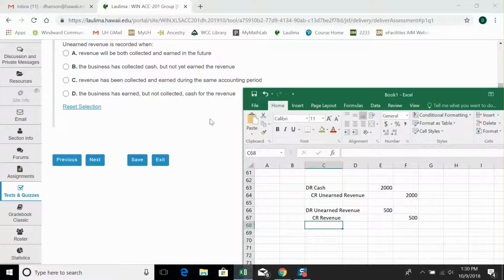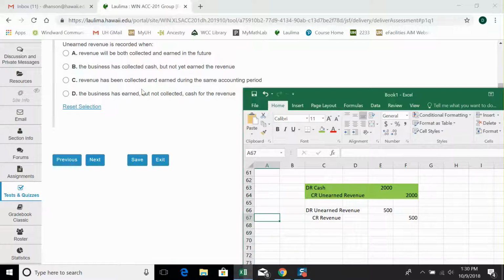Okay, so let's see what kind of options they give us. Unearned revenue is recorded when revenue will be both collected and earned in the future. No, because it would involve a collection in advance. If you're not going to collect it until the future, when you earn it, then nothing's recorded. The business has collected cash but not yet earned the revenue. That's the one that corresponds closely with this one in green that I have here. So that's probably one of the best options so far.